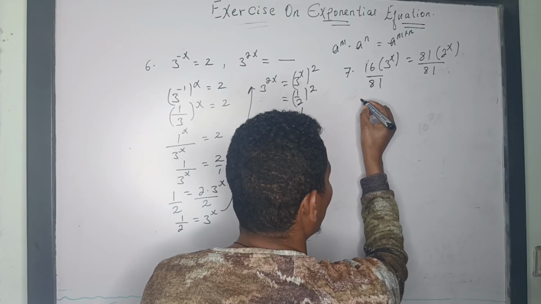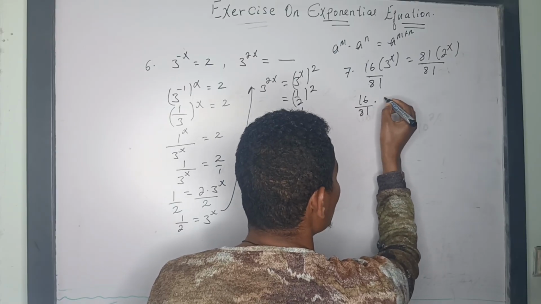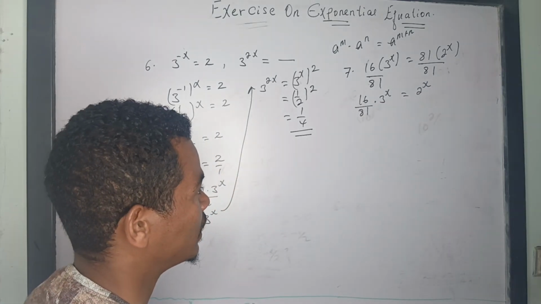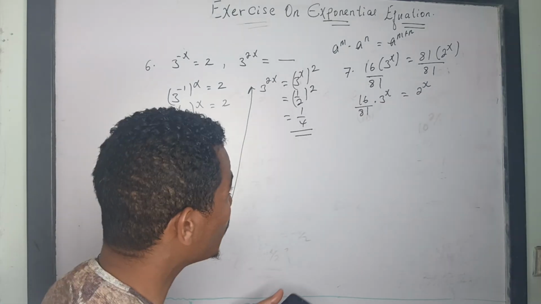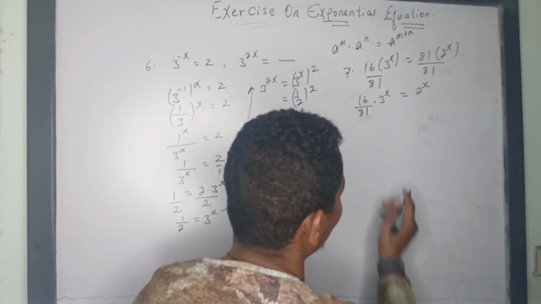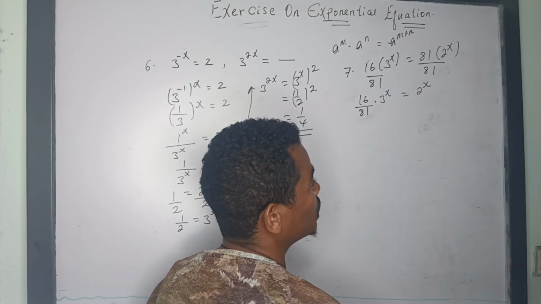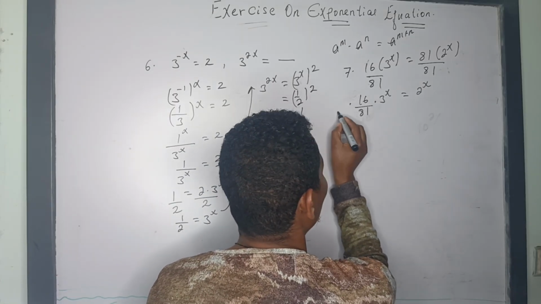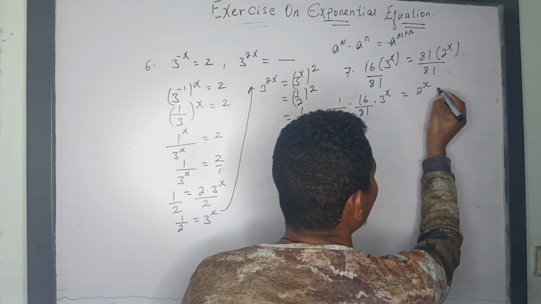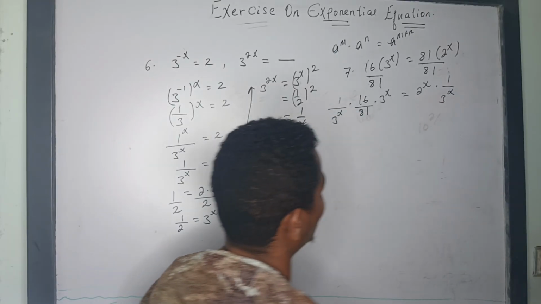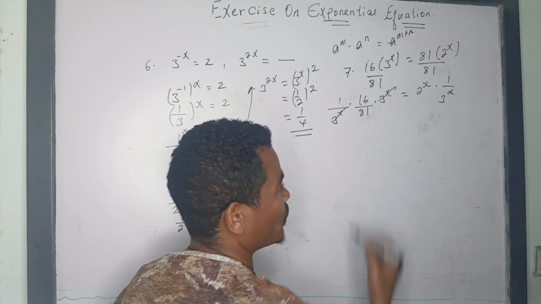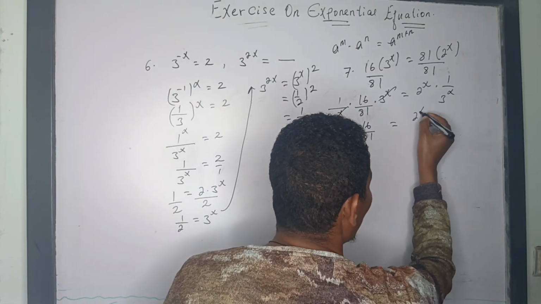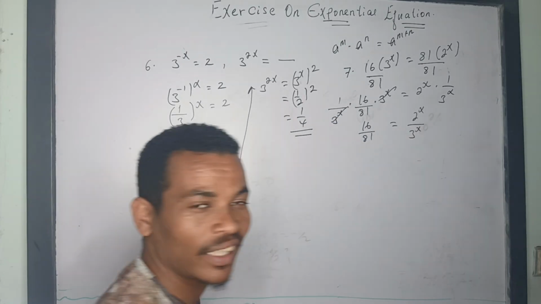From this we get 16 over 81 times 3 to the power of x is equal to 2 to the power of x. So let's divide both sides by 3 to the power of x, that is, multiply by 1 over 3 to the power of x. Then 16 over 81 is equal to 2 to the power of x over 3 to the power of x.